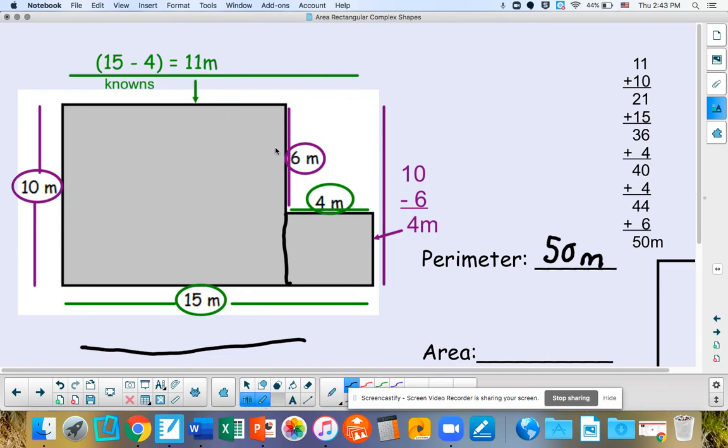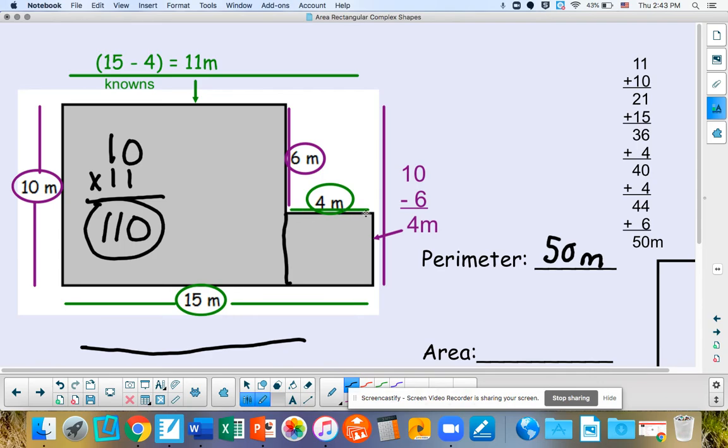So the very first one, if I walk around my shape, here's a whole side, that's 10. And here's a whole side, we found that was 11. Remember, when we're adding with 10 or timesing by tens, all we have to do is put a 0 at the end of the other number. So we get 110 when we multiply 11 times 10.